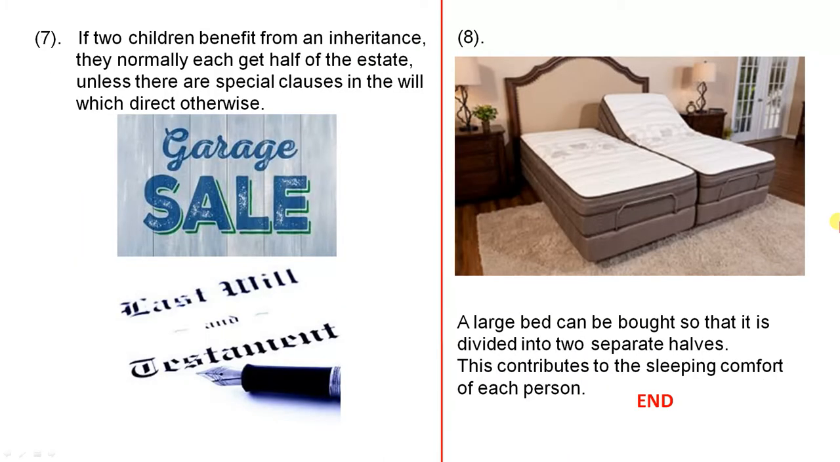If two children benefit from an inheritance, they normally each get half of the estate, unless there are special clauses in the will which direct otherwise.